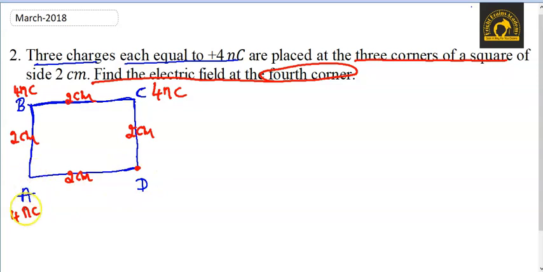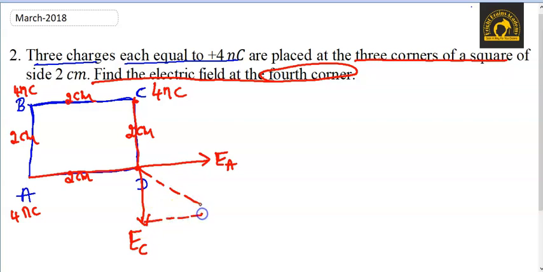Now first, this is a positive charge, so the electric field is in the outward direction. This is the electric field due to A. This is also a positive charge, also outward direction. Electric field due to C. This is called the resultant electric field by using the parallelogram law. So this is E resultant electric field. A is done, C is done, the remaining is B.